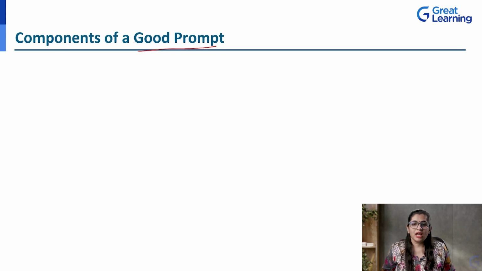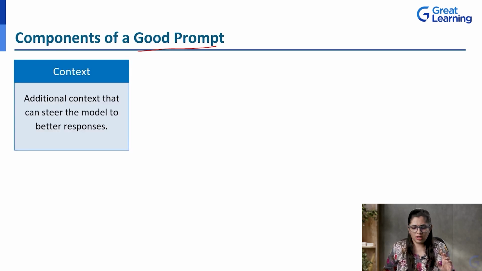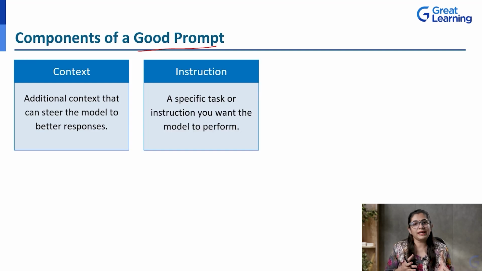Now let's see. The first, or I would say the first two, are context and instruction. These are interchangeable, depending on how you want to design your prompt. If you want to keep instruction first and then context in your prompt, you can do the same. If you want to keep the context first and then instruction, you can do the same. Context is additional information that you want to provide to your model. Instruction is a specific task that you want your model to perform.